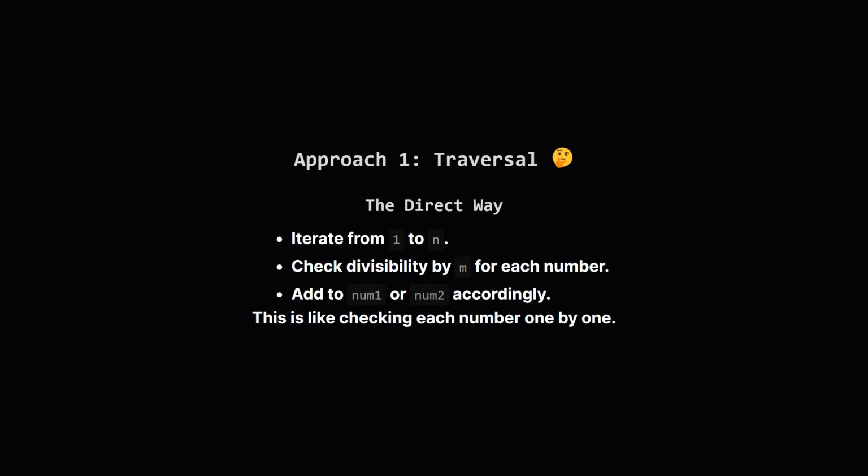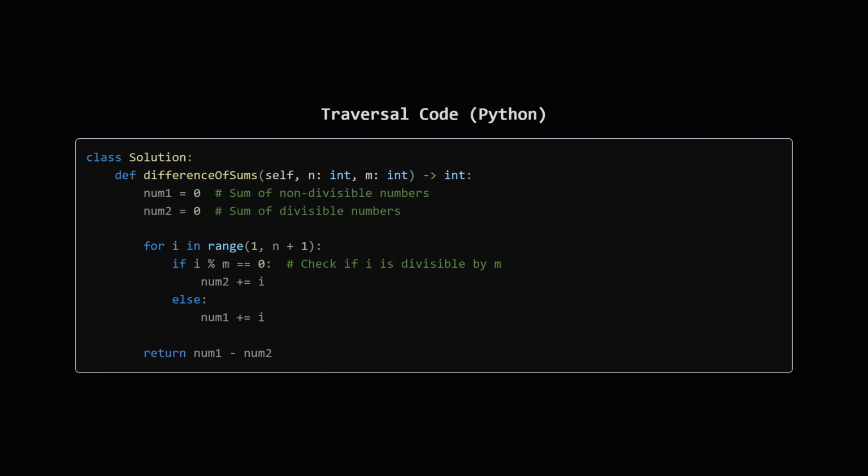Well, we can just go through each number from 1 all the way up to n. For every number we ask, is this number divisible by m? If it's not, we add it to our running total for num1. If it is divisible by m, we add it to the total for num2. Pretty straightforward, right? We just process each number individually. Here's how that looks in Python.